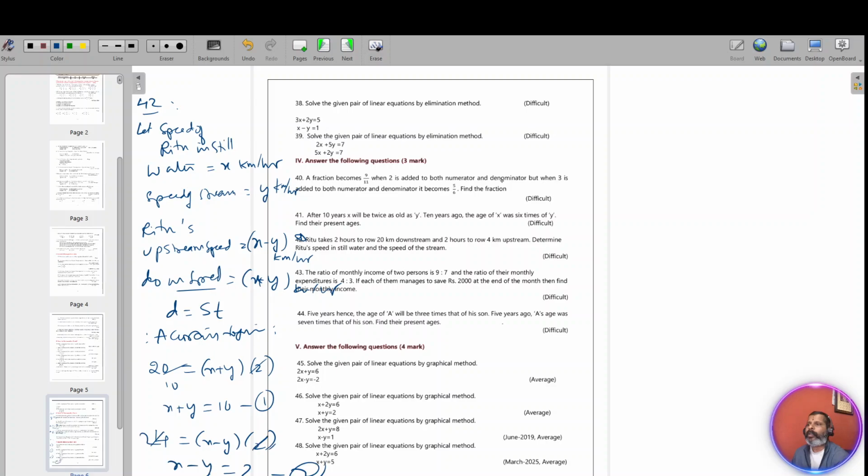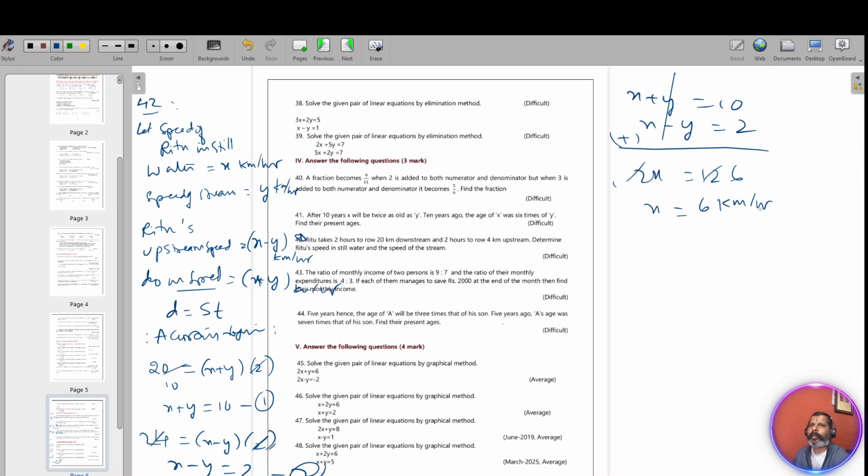Since the x and y coefficients are the same, we just write 1 by 1. x plus y is 10, x minus y is 2, and y has different signs. We just add them, and y gets cancelled. 2x is 12, so x is equal to 6. What is x? We got the speed, right? x kilometers per hour, that is Ritu's speed in still water. Therefore, substituting this in equation 1, we get x is 6 plus y is 10. So y equals 10 minus 6, which is 4 kilometers per hour.